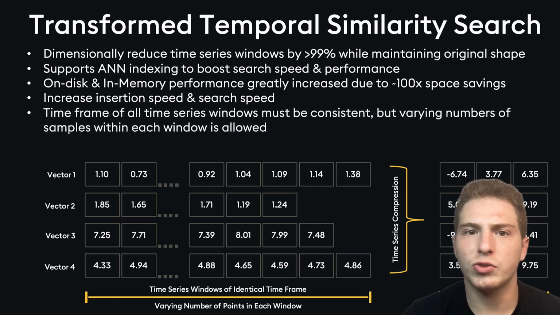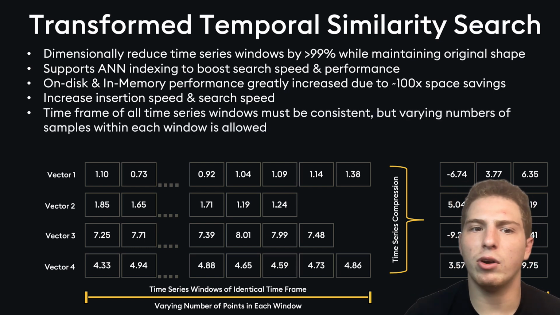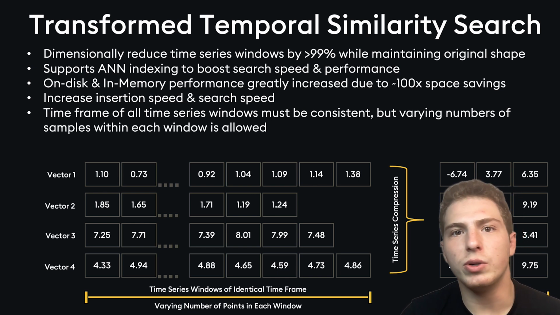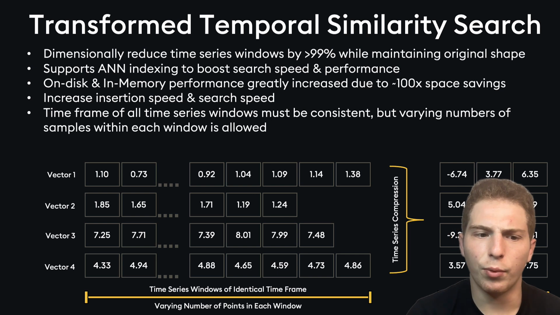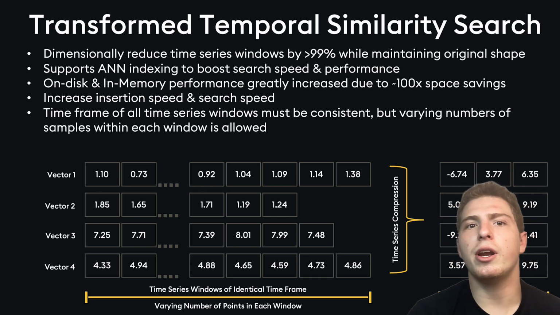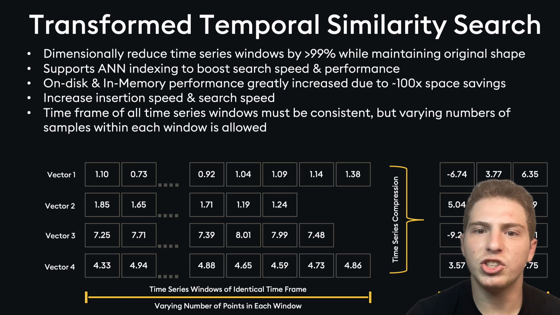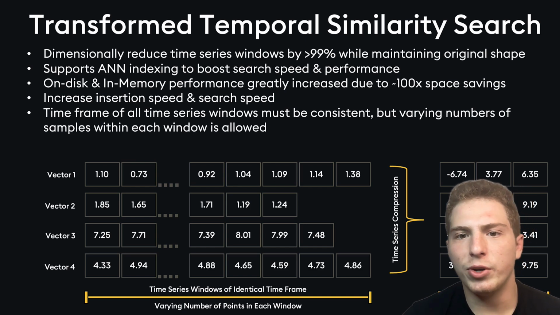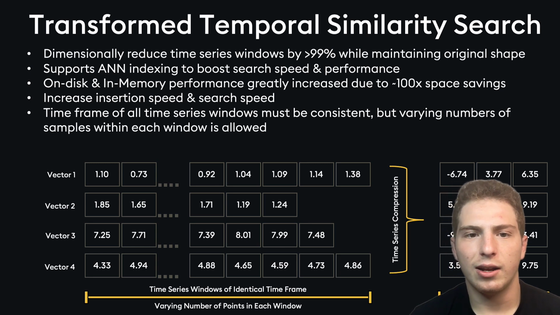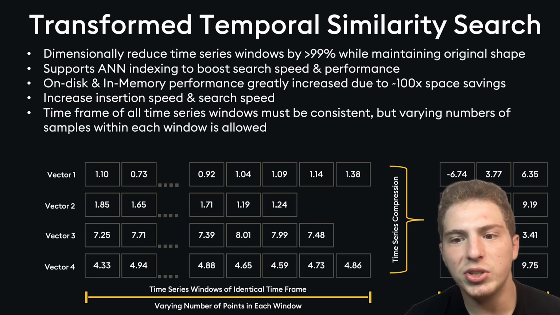One thing to note about transform TSS is that the time frame of all these time series windows must be consistent. But we could have varying numbers of samples within each window. So for example, if we had a window of 1 second, we could insert 30 data points, 40 data points, 100 data points inside that window. But as long as all of them are within 1 second, then we can have these massive memory savings because the compressed dimensions are going to be much lower.